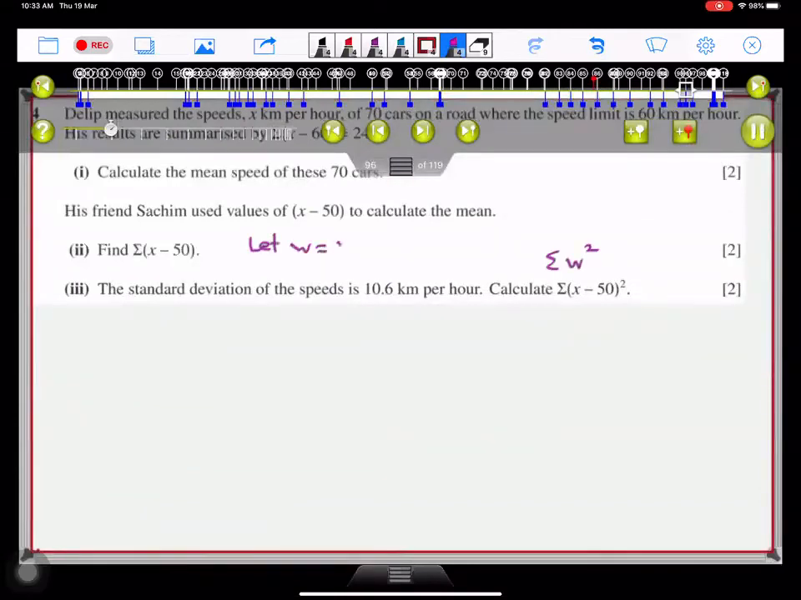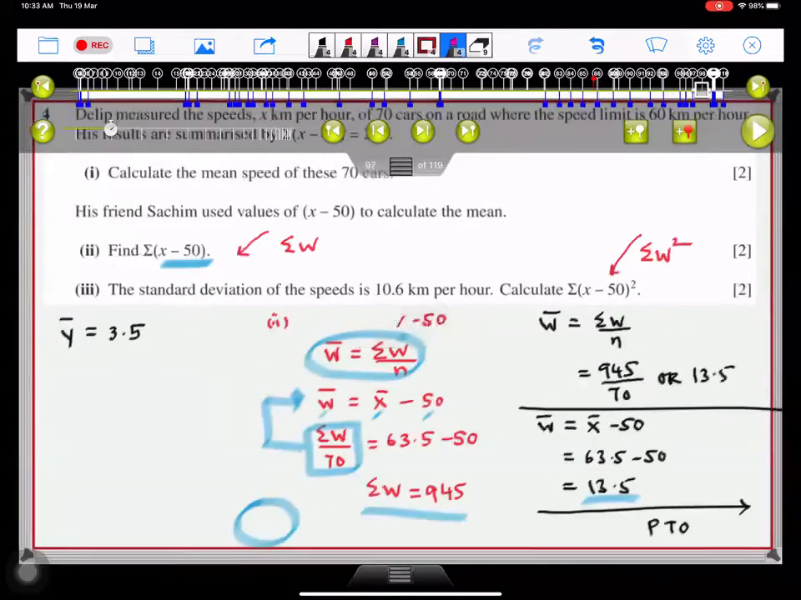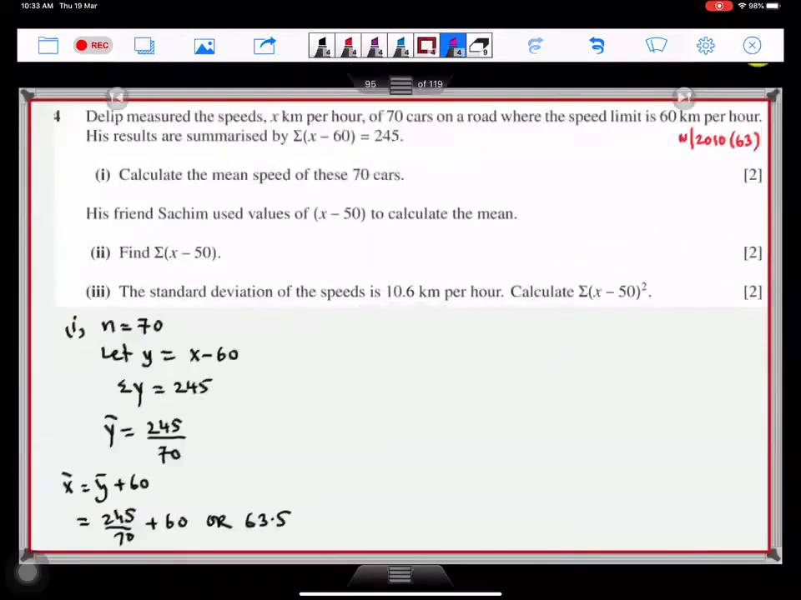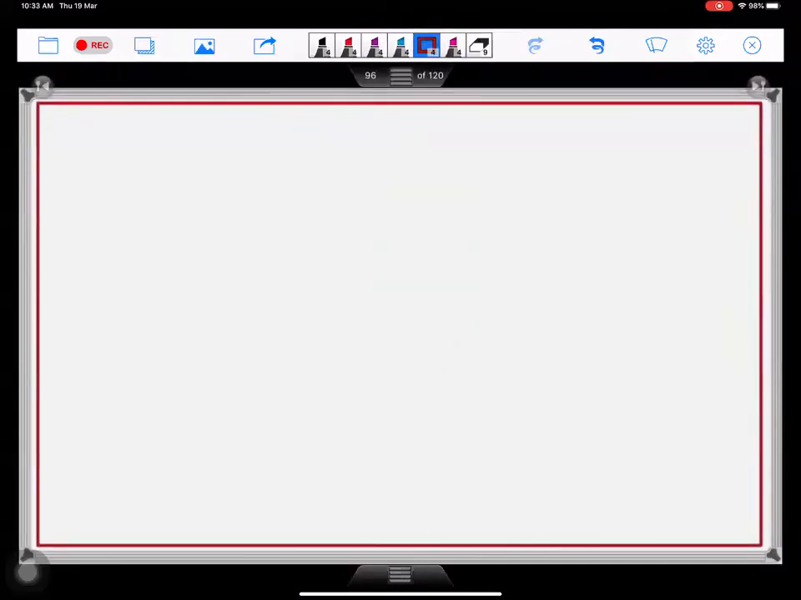Let w is equals to x minus 50. So sigma w is this thing. I think I'm doing the working for the next part. I think this is the part that I need to use. Okay. Let me just go back a bit, and let me do it fresh.